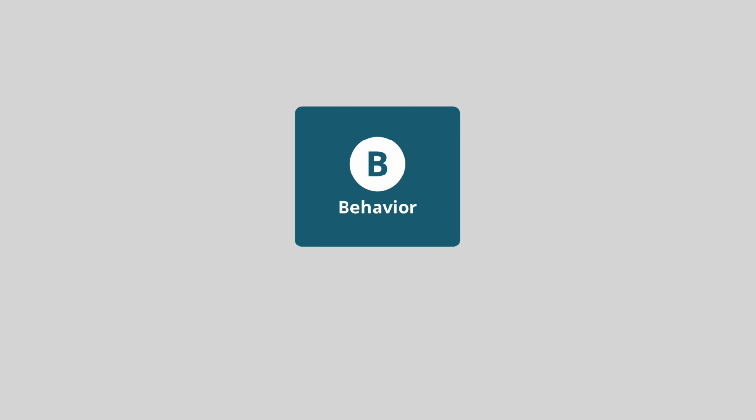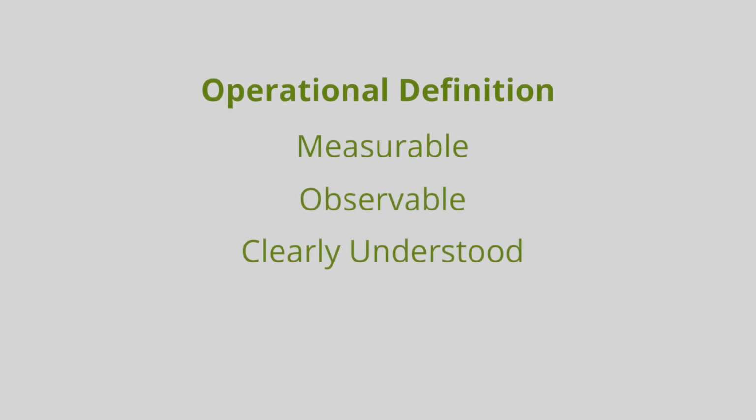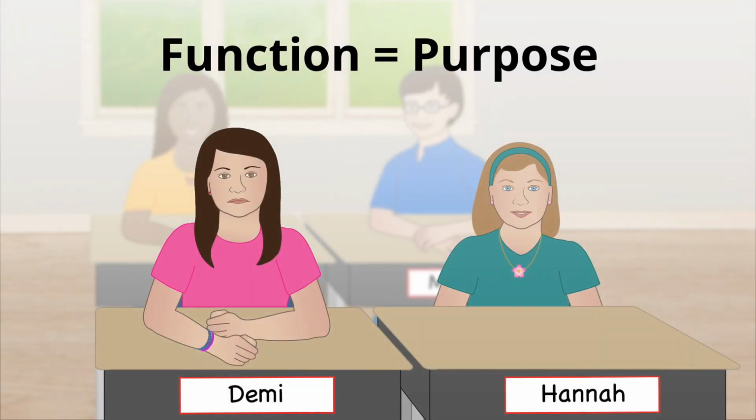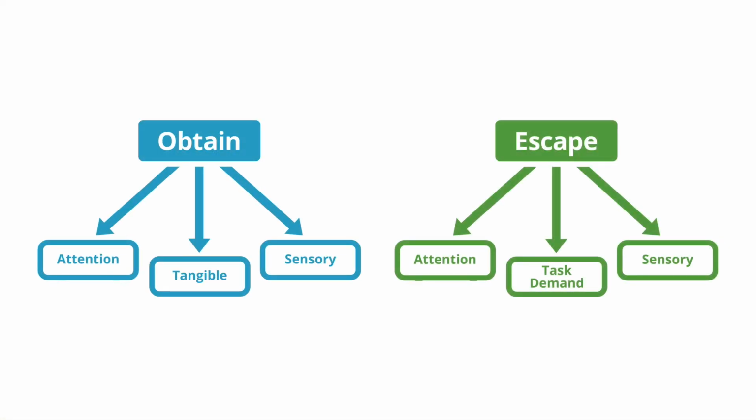The first step for teachers or instructional personnel is to agree on the target behavior. What is the behavior that needs to change? An operational definition of the behavior provides us with a complete description that is measurable, observable, and clearly understood by everyone who will be working with a student. After the target behavior has been operationally defined, we need to identify the function or the purpose of the behavior. A student's problem behavior has two main functions: to obtain something or to escape something. That something may be social attention, sensory stimulation, or something tangible.